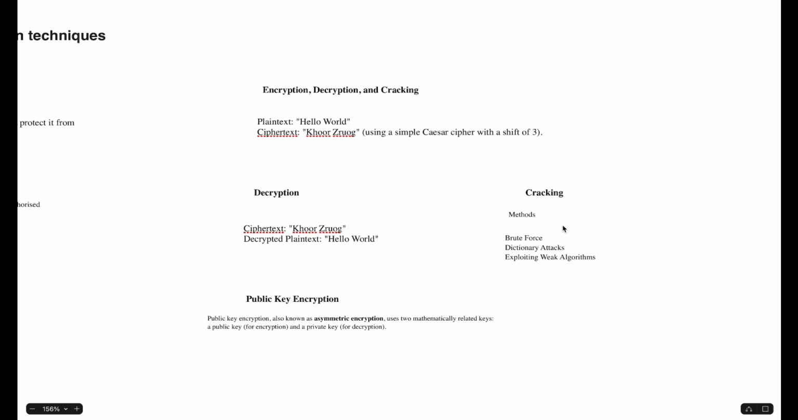And then cracking. So cracking is just using brute force. You just try all the possibilities and then find the right answer. And then one of the important things we gotta consider is public key encryption. So they use two mathematically related keys, so a public key and a private key.